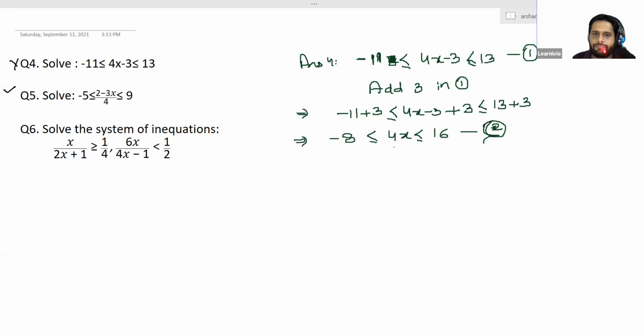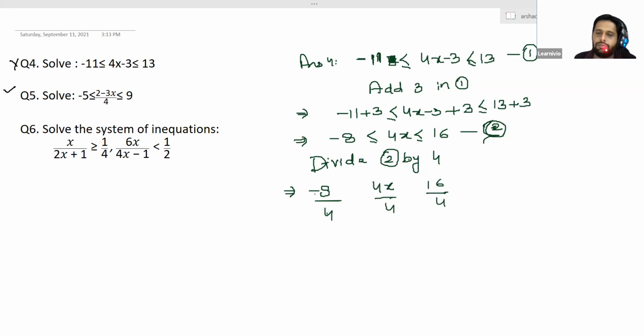We can bring -8 to the right side with 16. No, in inequality, please never shift like this. Always divide or multiply, because there are chances that you can make a mistake. If we need to remove this 4, we will divide the complete inequation by 4. So our next step is divide 2 by 4. Okay, Rishan, is this clear? So this will give us -8/4 ≤ 4x/4 ≤ 16/4.